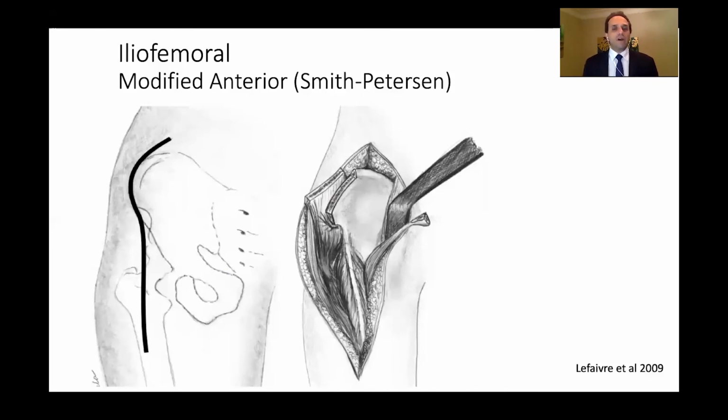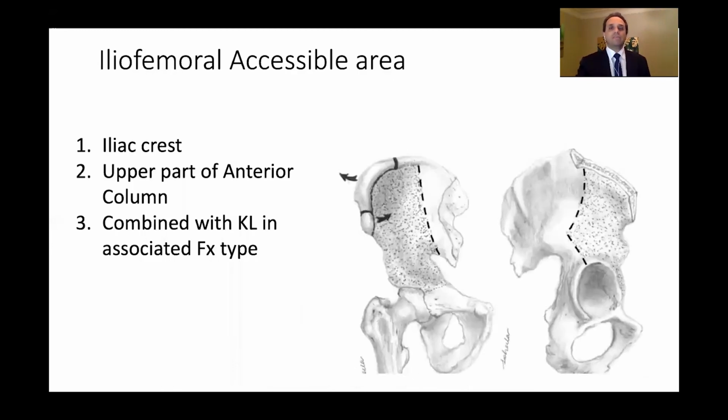Iliofemoral approach, or modified Smith-Petersen approach. If you do this approach, you will access this part, the iliac crest here, the upper part of the anterior column, and combined with the Kocher-Langenbeck, it can be very useful in associated fracture types.